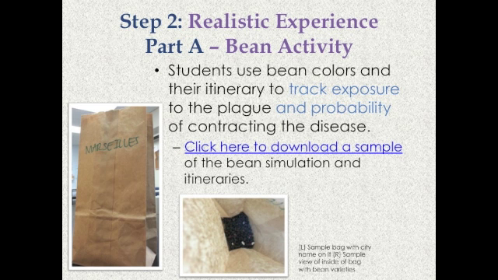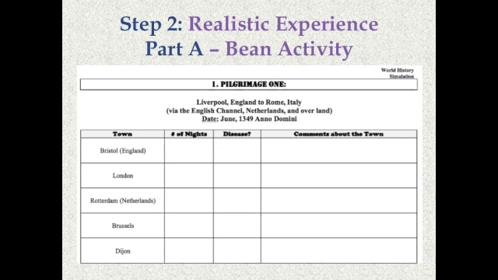Here you see an example of a paper bag which represents a European city on the left-hand side, and a sample view of inside the bag with bean varieties on the right-hand side. If you click on the provided link, you can view a sample of the bean activity with directions and example itineraries. Here is a snapshot of one example itinerary used in the bean activity. On the chart, the students record the number of nights, which is the number rolled on the dice, and whether or not the group contracted the disease.